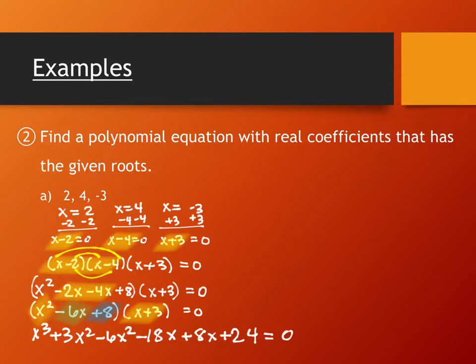Okay. The only thing we have left to do is to combine like terms. You'll notice that these two both are x squared, and these two are both x, so they will be able to be combined. I do have an x cubed at the beginning. I have positive 3x squared and negative 6x squared, which gives me negative 3x squared. Then I have negative 18x and positive 8x to give me negative 10x. And my last one was positive 24.